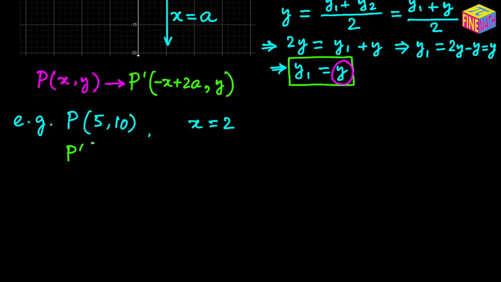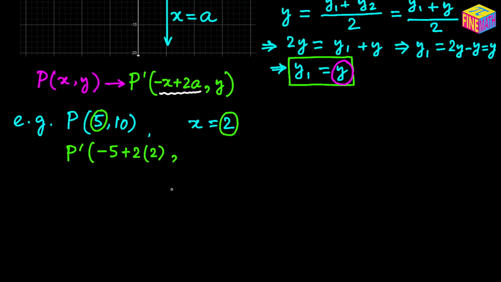So the image is p prime, then what would be the x coordinate of p prime? Well, the x coordinate would be negative x plus 2 times a. So what is x in this case? Well, x is actually positive 5 and a is actually positive 2. So if I use this nice formula, which says the x coordinate of the image will be negative x plus 2 times a, what is negative x? Negative x becomes negative 5, then plus 2 times a. What is a? That is positive 2. So that is our x coordinate.